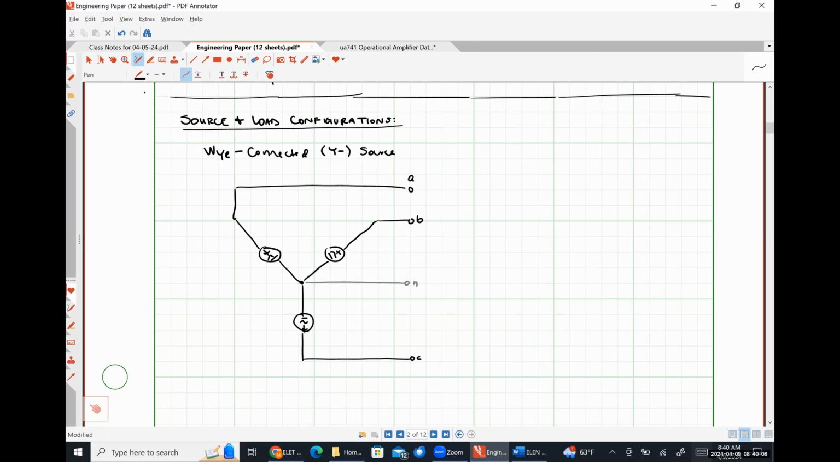So I'm going to put my voltage VAN across the voltage source that exists between the A terminal and the neutral terminal. This voltage right here is between the B terminal and the neutral terminal, so I'm going to call this VBN. And let's call this guy VCN here, because it's between the C terminal and the neutral terminal. So this is the classical representation.